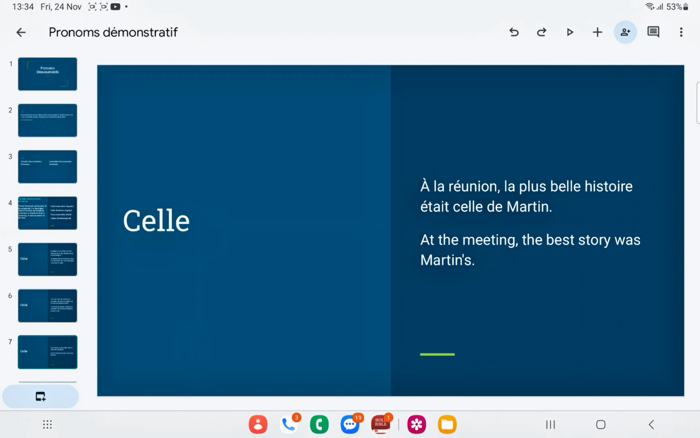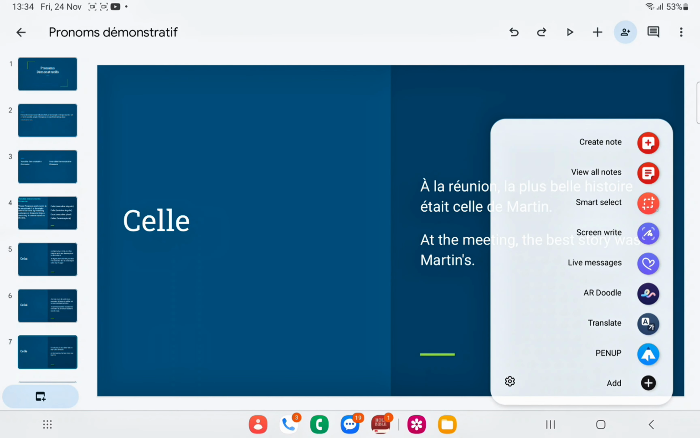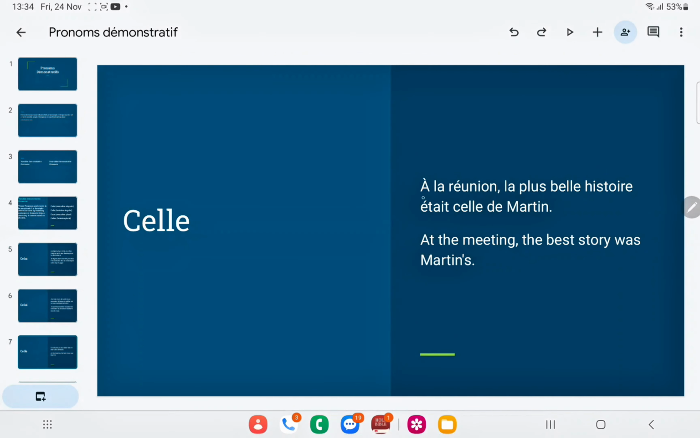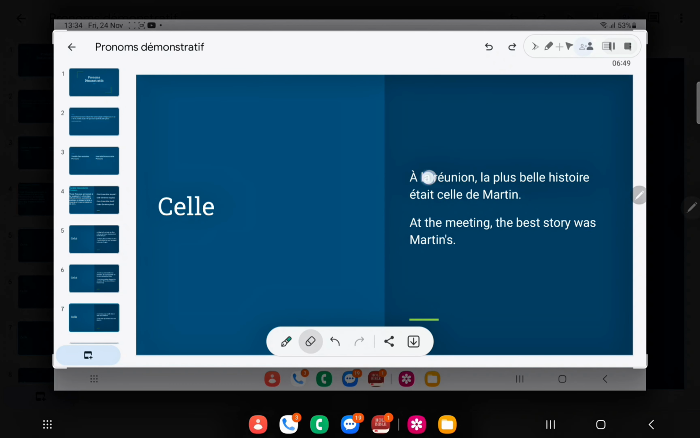Now we're moving to celle, the female variant. Our first example, let's see. À la réunion, la plus belle histoire était celle de Martin. At the meeting, the best story was Martin's. Celle here makes us understand that the speaker is making specific reference to the story of Martin. Celle, that is, that of.